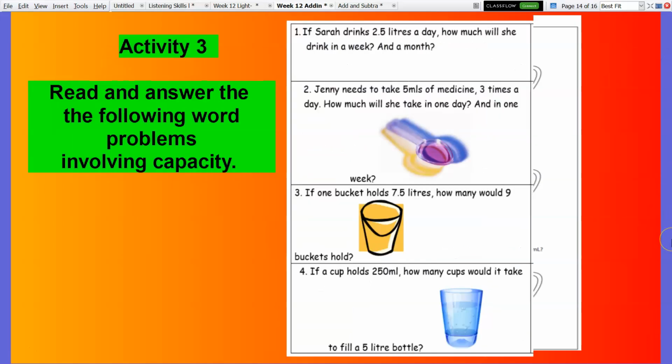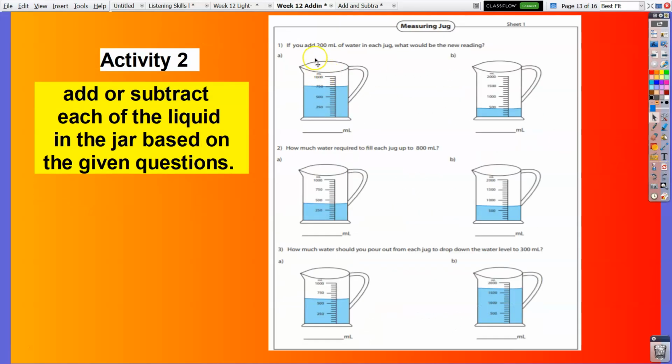Time is up. Now here are the answers. So if we add 200 ml to 750, the answer becomes 950. We got 400 plus 200, the answer becomes 600 ml. How much water is required to fill each jug to reach 800 ml? We are currently at 400. So we need 50, 100, 150, 200, 250, 300, 350, 400. So we need 400 more ml to reach 800.